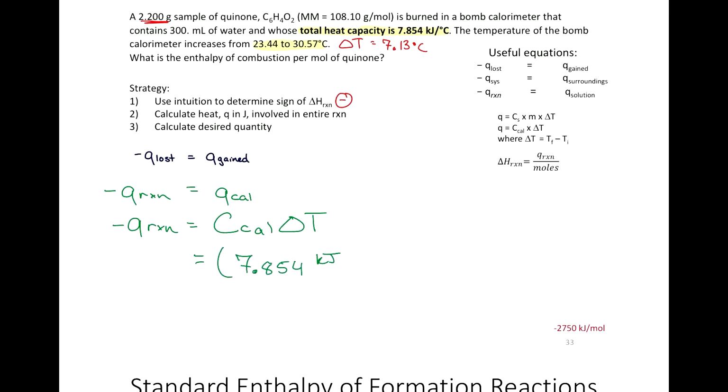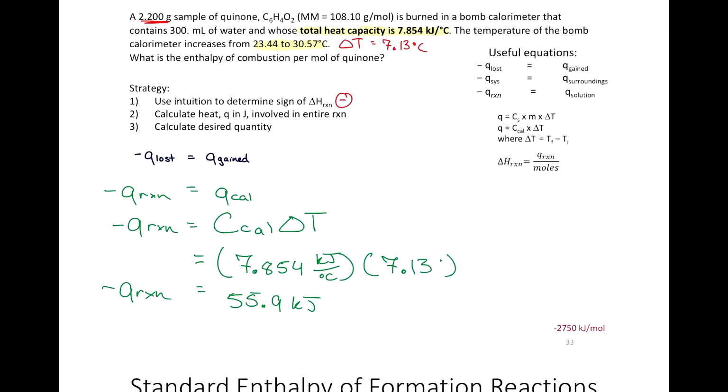7.854 kilojoules per degree Celsius times the temperature change that actually happened, 7.13 degrees Celsius. So we get that our reaction lost some energy, but then our calorimeter gained 55.9 kilojoules of energy. All right, so notice, because we were given total heat capacity of the calorimeter, we don't have to do specific heats at all. Even though I gave you the volume of water that was inside that calorimeter, that value is tied up in the total heat capacity.